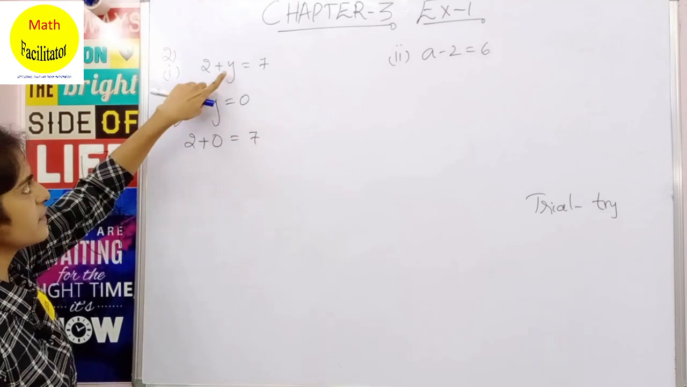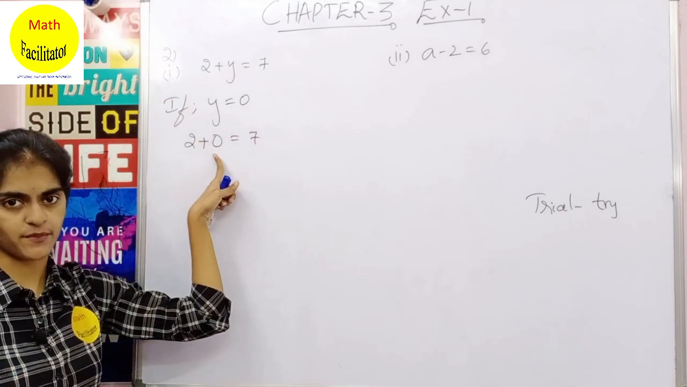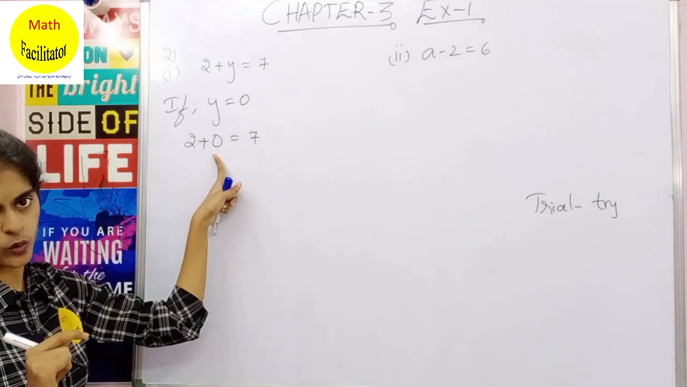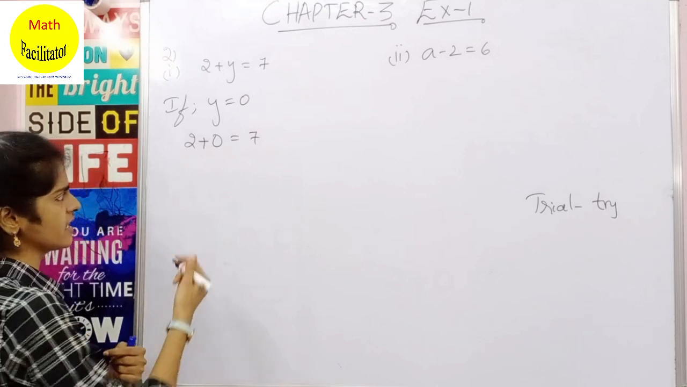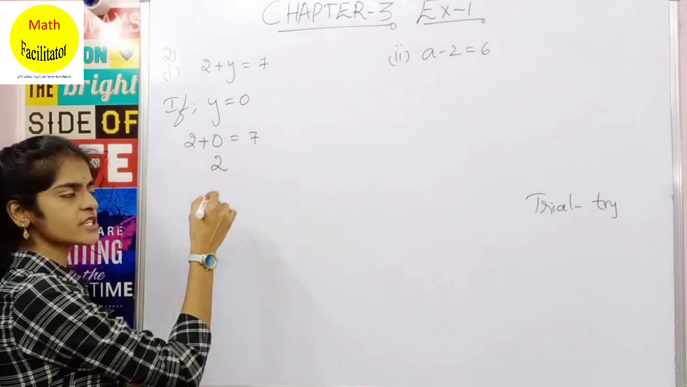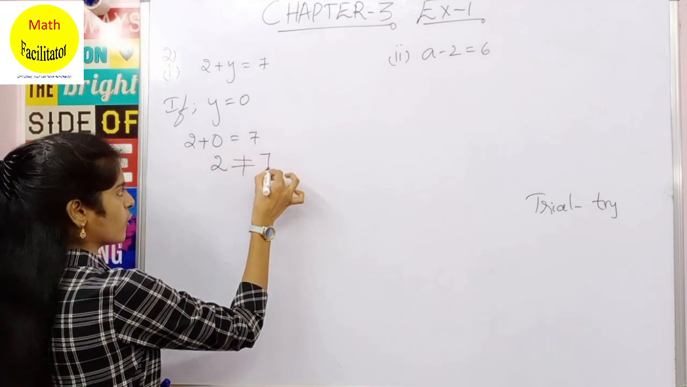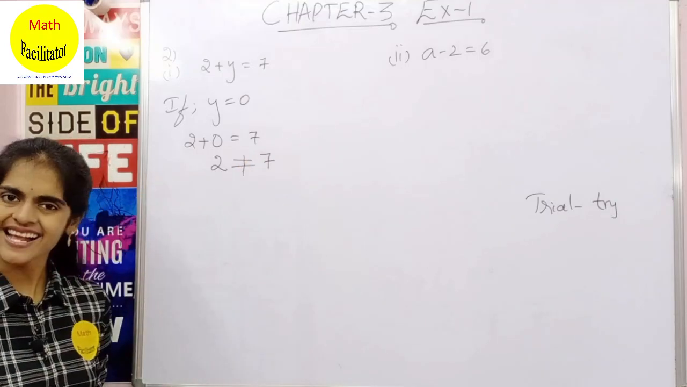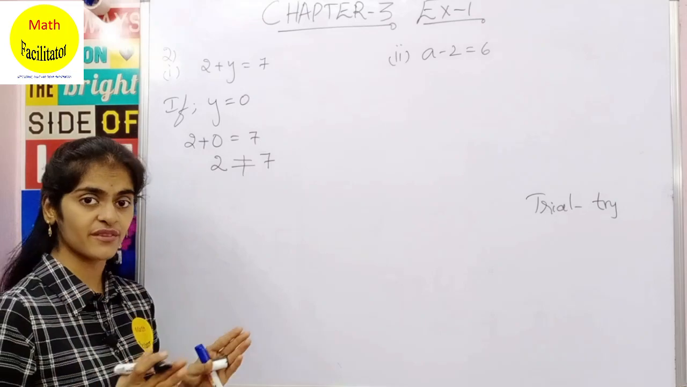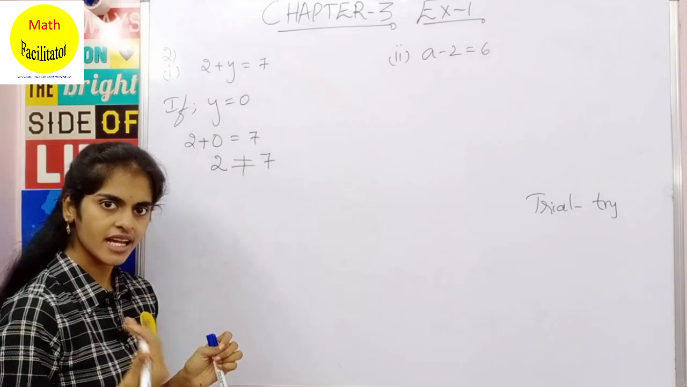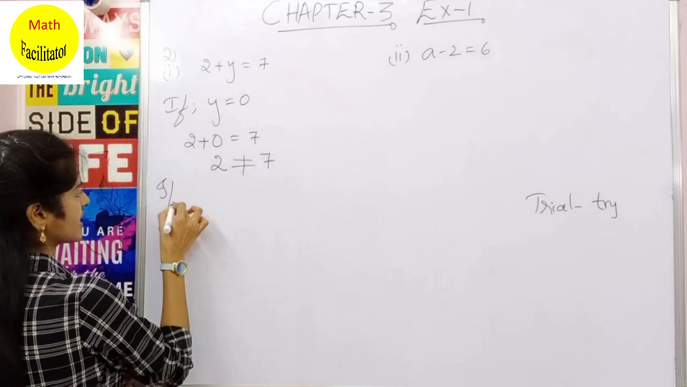Nothing but in the place of y I am substituting 0. So 2 plus 0, is it equal to 7? Now 2 plus 0 is nothing but 2. Is 2 equal to 7? No, 2 is not equal to 7. So that means y equal to 0 does not satisfy this equation. Clear? So let us move on to the second value.